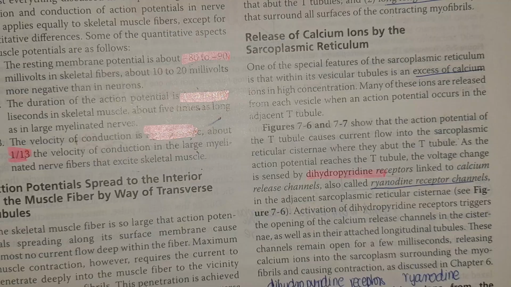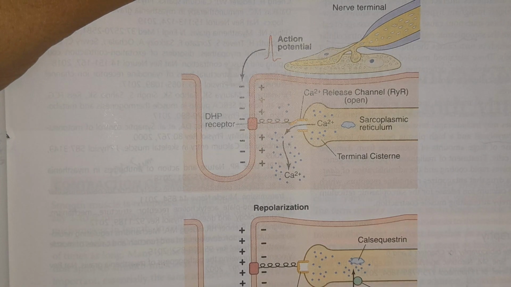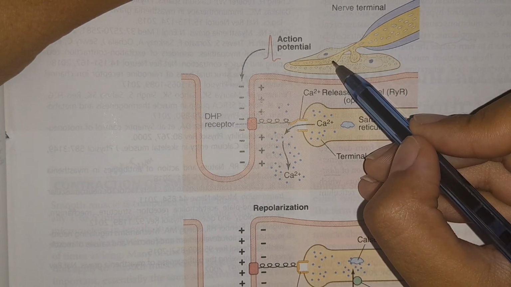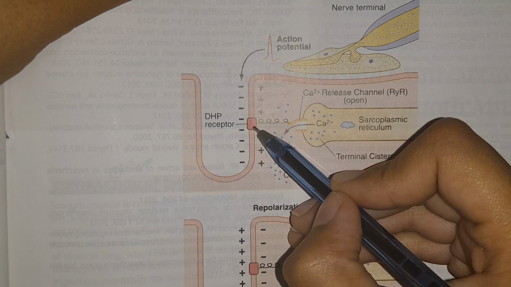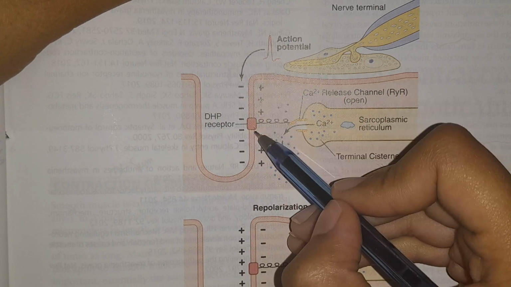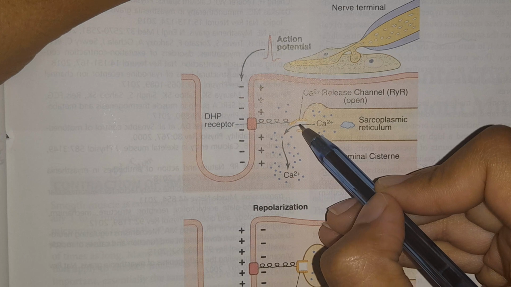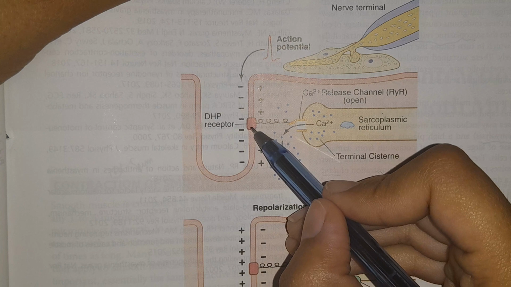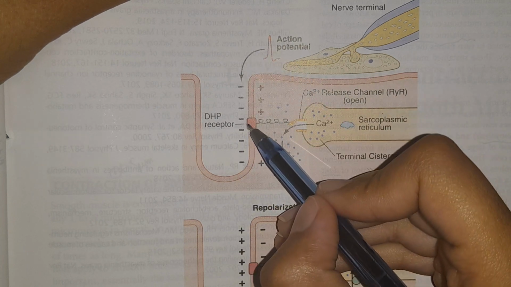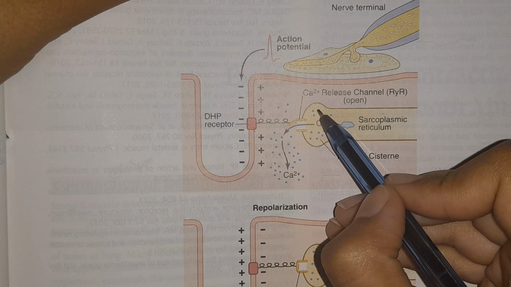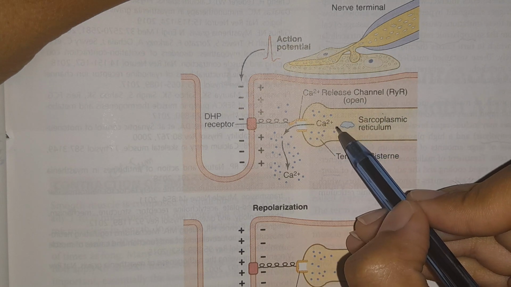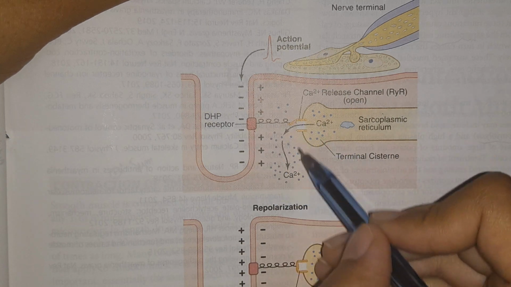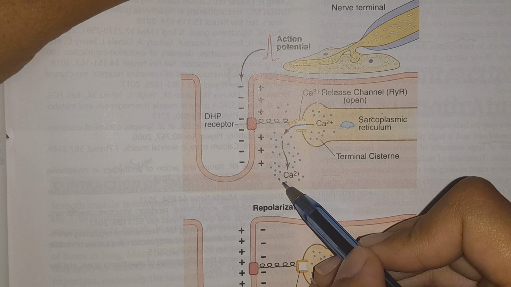So what will happen? Let me tell you. So this diagram is your lifesaver. This nerve terminal. So when an action potential comes over here, it is sensed by the dihydropyridine or ryanodine receptor channels. These dihydropyridine receptors are linked to the calcium release channels in the sarcoplasmic reticulum. So when the dihydropyridine receptors sense an action potential, they will cause the opening of these calcium release channels. The calcium will move out from the sarcoplasmic reticulum into this area. Which area? This interstitial area.